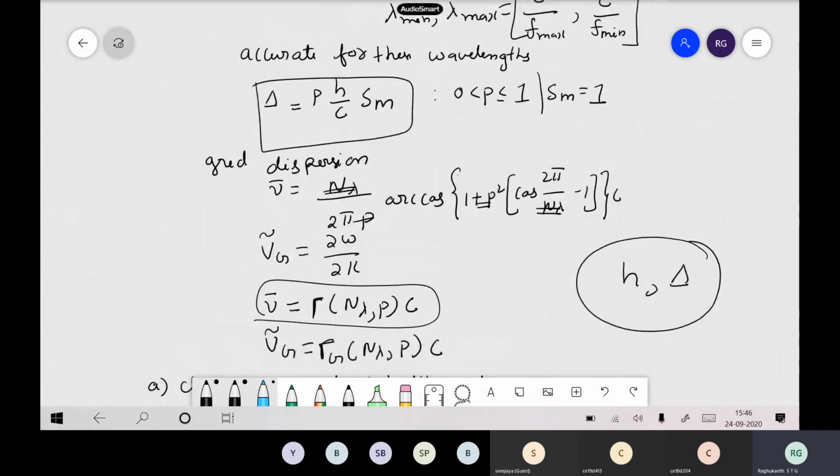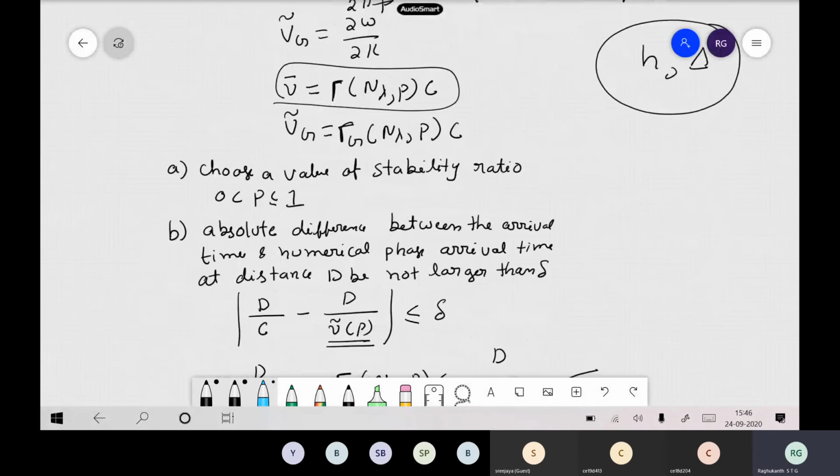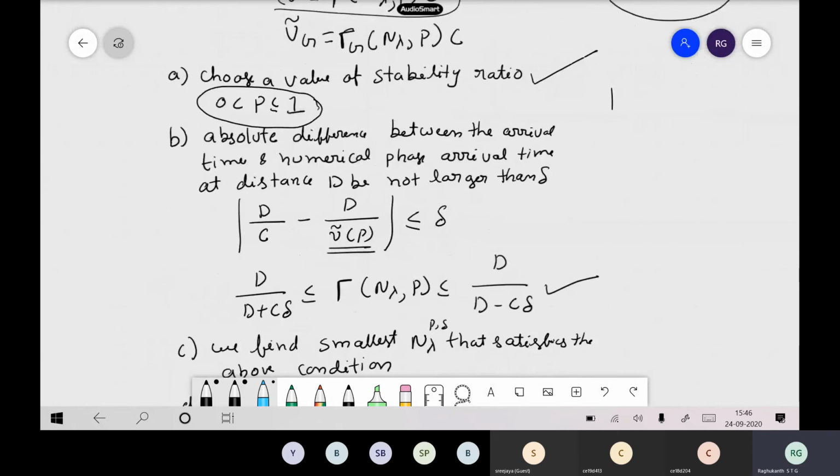For this, first you have to choose a value of the stability ratio. Your choice is that p lies between 0 and 1 itself. So this is the first step. You can take p as 0.5 or 0.6 or 0.1, whatever. You can choose any value lying in between these two.